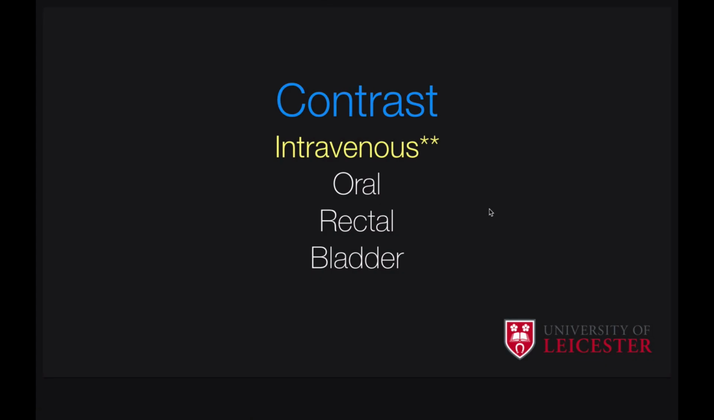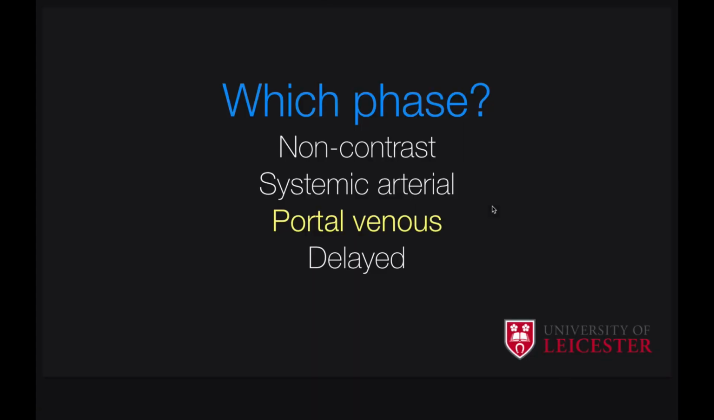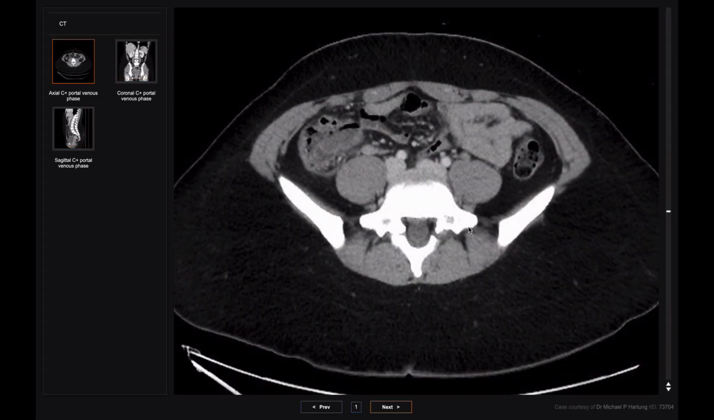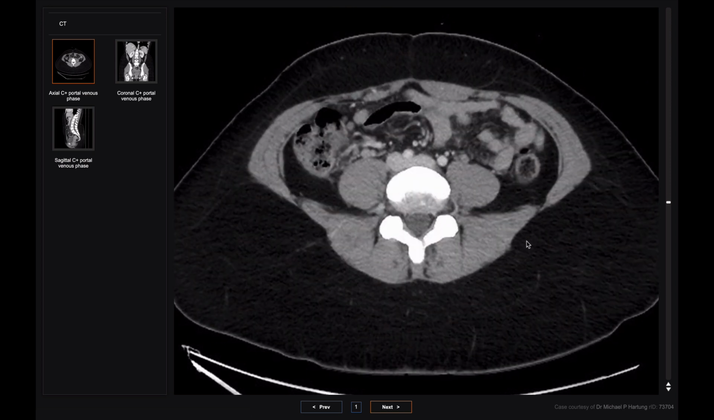Now, if we were to administer intravenous contrast, the most common type of study we do is in the portal venous phase. This is by far and away the most commonly used phase for most acute abdominal CT and also for a lot of outpatient work as well. And that's because this provides us the optimal enhancement for the abdominal viscera for general purpose work.